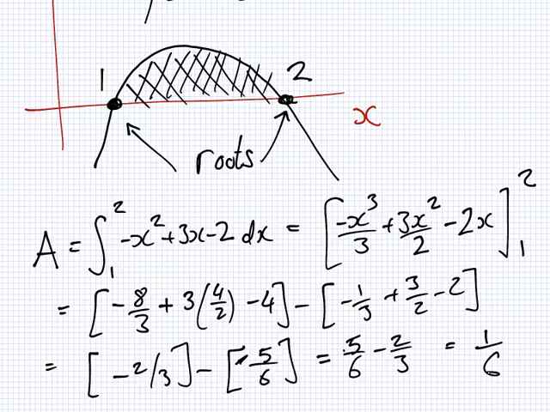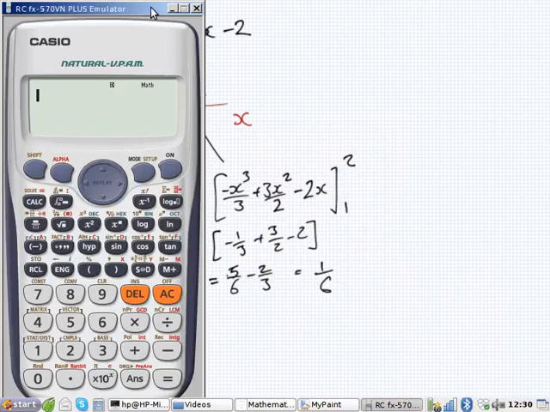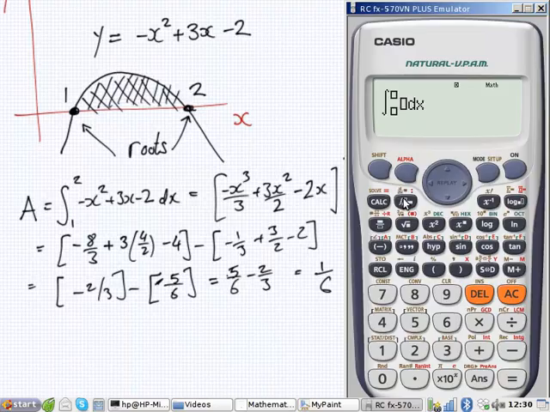Now, what's really great is we can check this on our calculator. Watch. Did you all see that integration button here? Integrate from 1 to 2 of minus x squared plus 3x minus 2. We should get 1 over 6. We do. So in the exam, we know that we got this 100% right.